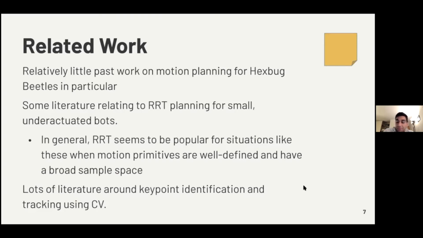And one of the other tasks, as we mentioned, is the computer vision tracking of our robot. There's a lot of literature around key point detection or identification and tracking using computer vision. We even found one relevant paper that uses vision for simultaneous key point discovery and system identification. And so it's somewhat similar to what we hope to do with our modeling and control for the hexbugs.